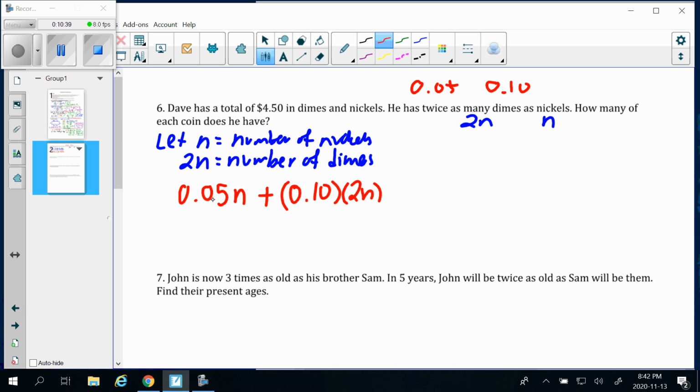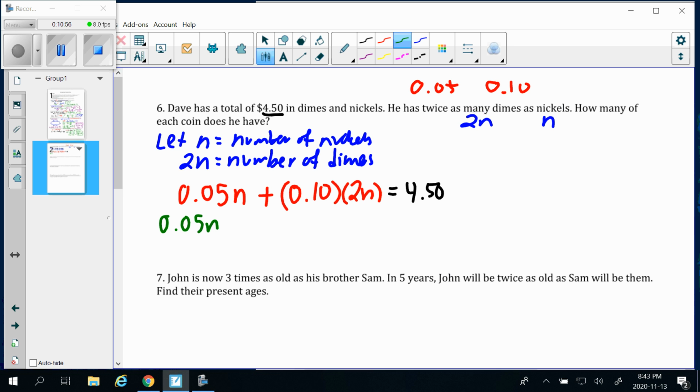So that's how much money we're going to have. That's an expression for it. But we actually know how much money we're going to have. It says it right here. The total is $4.50. So if you solve this equation, you're going to find out what n is. So let's go through and do that.